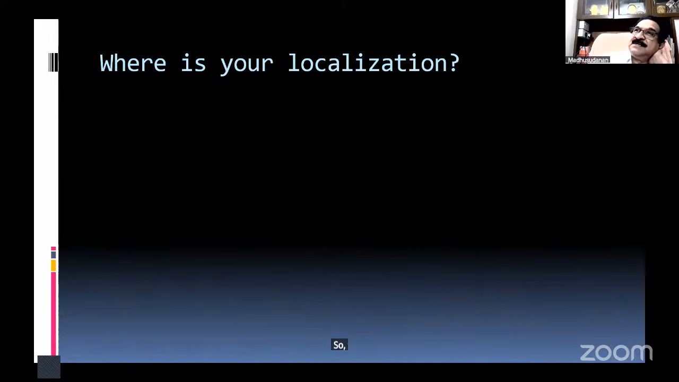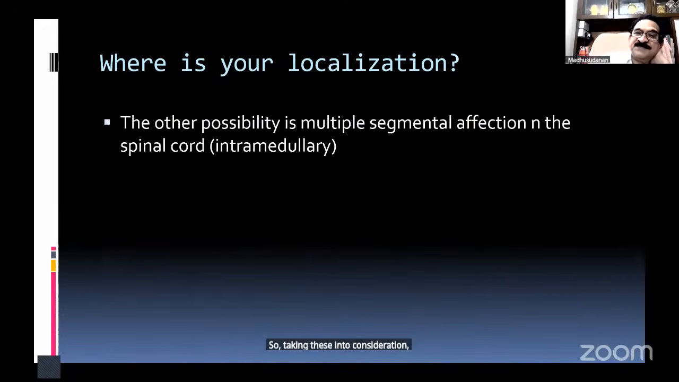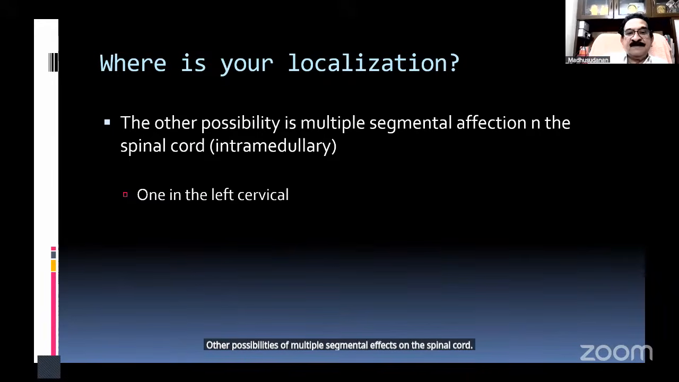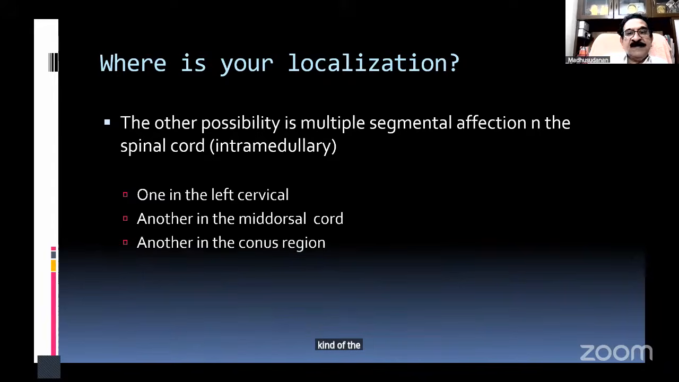So taking this into consideration, what will be the localization? The other possibility is a multiple segmental affection of the spinal cord. One in the cervical cord, another in the mid-dorsal cord, another in the conus region. Okay. And of course, the medullary lesion can explain the posterior column as well. So what do you think about these possibilities, likely or not? You agree with my discussion?